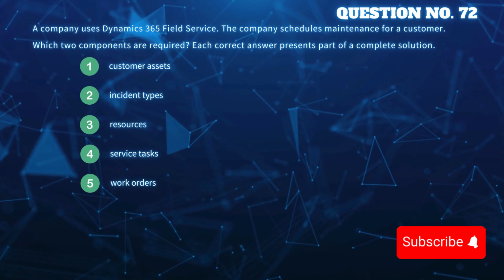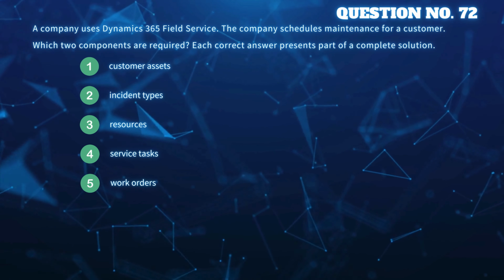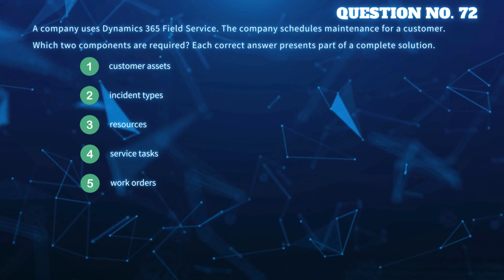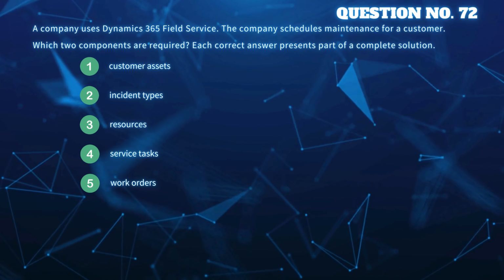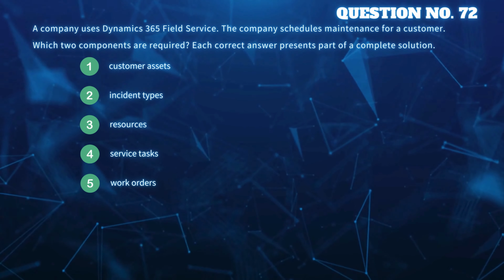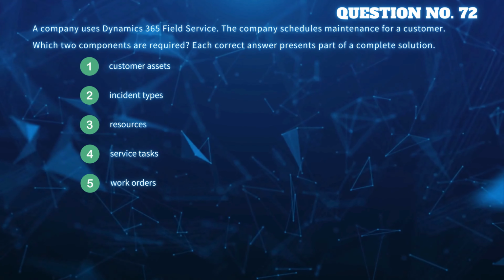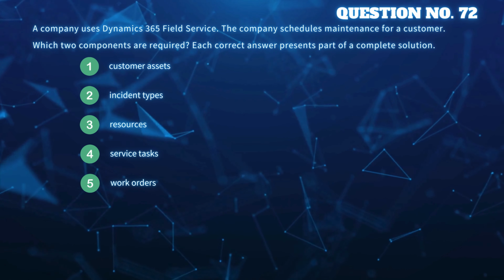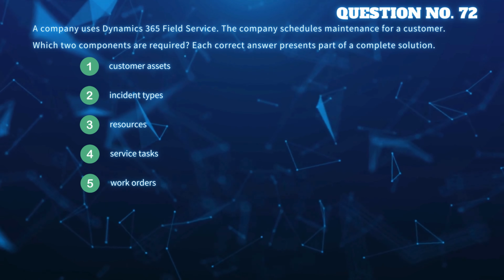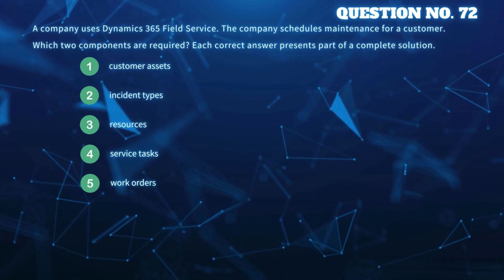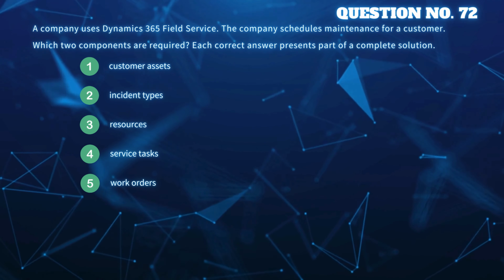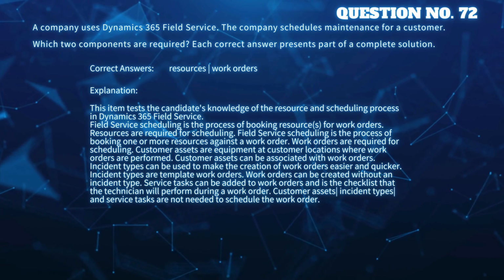A company uses Dynamics 365 Field Service. The company schedules maintenance for a customer. Which two components are required? Each correct answer presents part of a complete solution. Option 1, Customer Assets. Option 2, Incident Types. Option 3, Resources. Option 4, Service Tasks. Option 5, Work Orders. Correct answers: Resources, Work Orders.